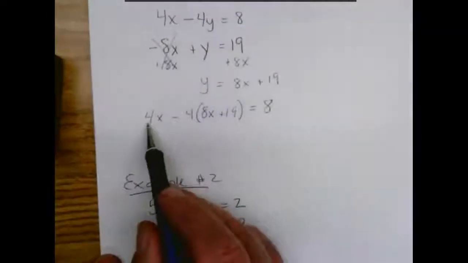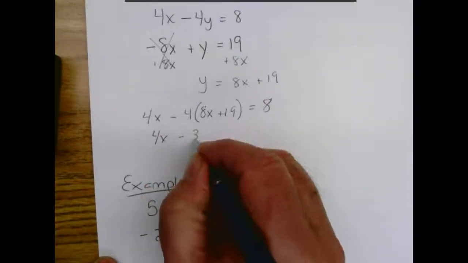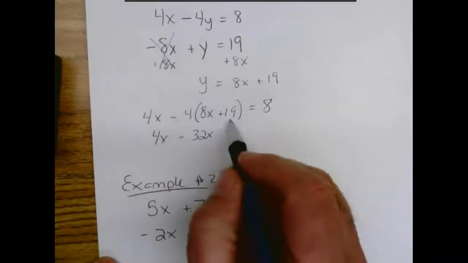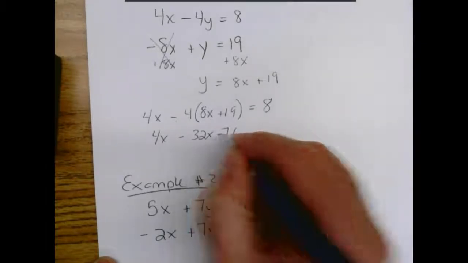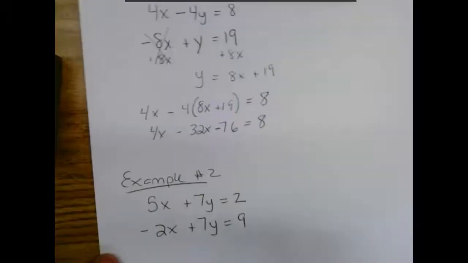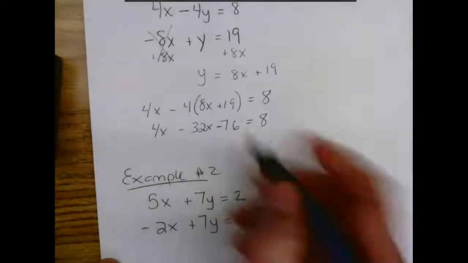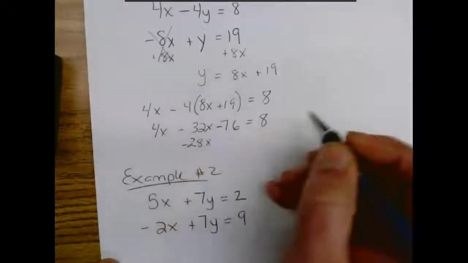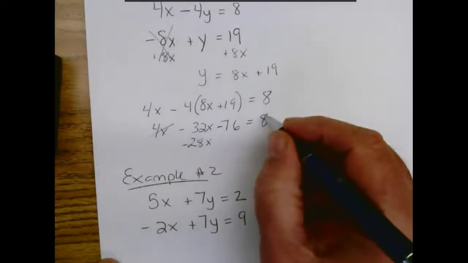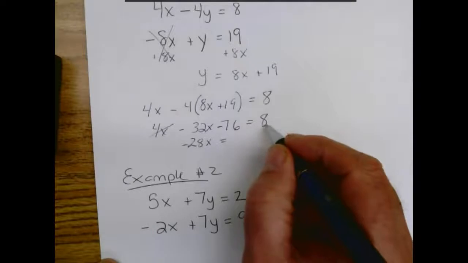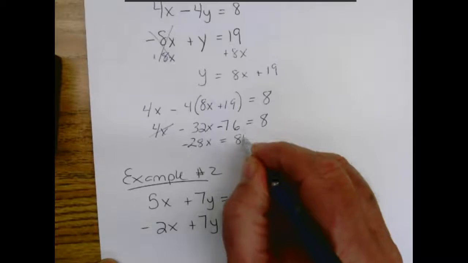Then again we can do the math. It's going to be 4x, and negative 4 times negative 8x is positive 32x, and then negative 4 times 19 is going to give us 36, carry the 3, 76. It's going to be a negative, and then that's going to be equal to 8. So then we're going to cancel some things out. We have 4x and 32x, so that's going to be 36x, and then we're going to add 76 to both sides, and that's going to give us 84.